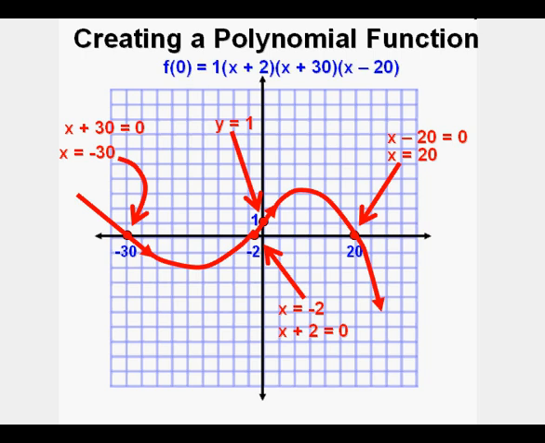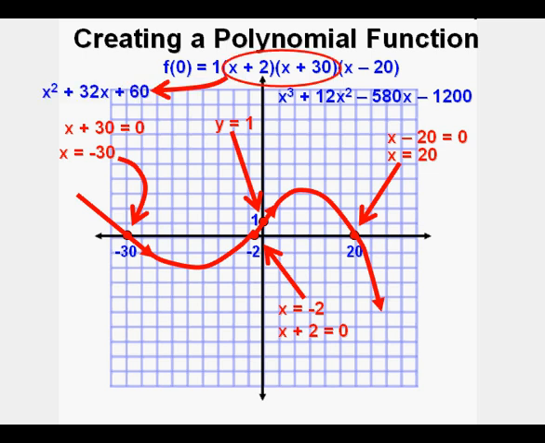He concluded that f of 0 equals 1 times the quantity x plus 2 times quantity x plus 30 times quantity x minus 20. Then from there he multiplied it all out and got x to the third power plus 12x squared minus 580x minus 1200. How did he get this? He first multiplied quantity x plus 2 by quantity x plus 30 and got x squared plus 32x plus 60. Then he took this x squared plus 32x plus 60 and multiplied it by quantity x minus 20 to get x cubed plus 12x squared minus 580x minus 1200.